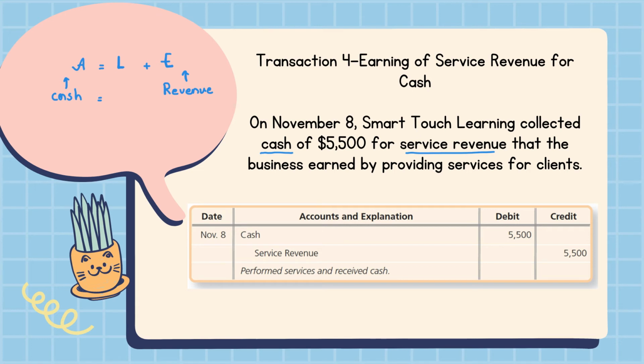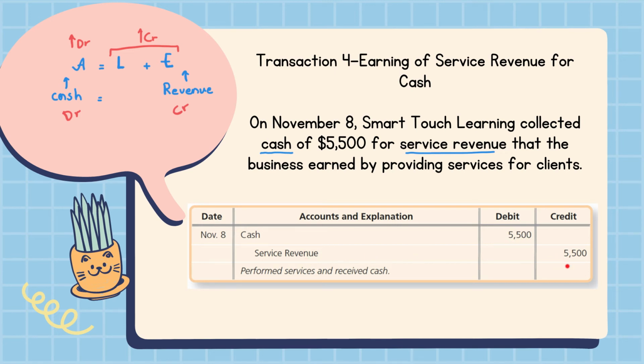Now, the normal balance of the assets is debit side. Liabilities and equity increase in the credit side. So cash increased, so it's gonna go to the debit side. And service revenue increased my equity, so it's gonna go to the credit side. So in the journal, I'm gonna start with the debit first, which is cash. So we're gonna go to the journal, I'm gonna write cash. In the second line, I'm gonna leave a space, then I'm gonna write service revenue.